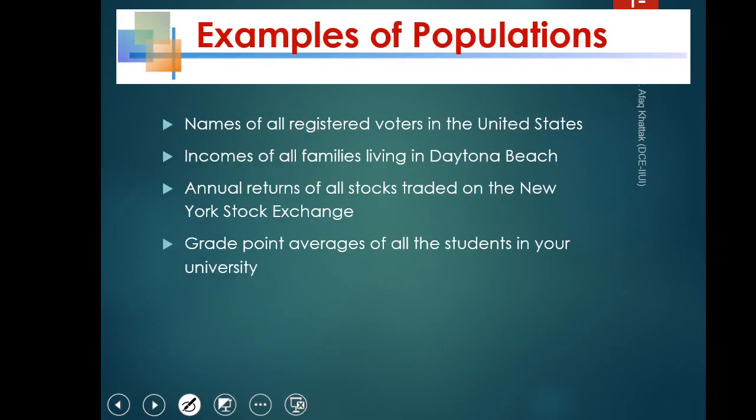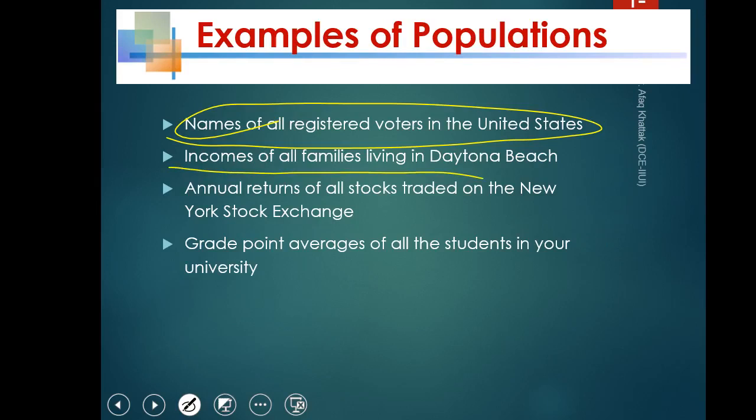Now examples of population are the names of registered voters in the United States, the income of all families living in Daytona Beach, which is also one place, the annual return of all stocks traded on the New York Stock Exchange, the grade point average of all students in your university. So if we consider all students in my university, that will be a population. So if I randomly select 1,000 students from my university, maybe a few from the department of civil engineering, a few from political science department, a few from statistics department, a few from history department.